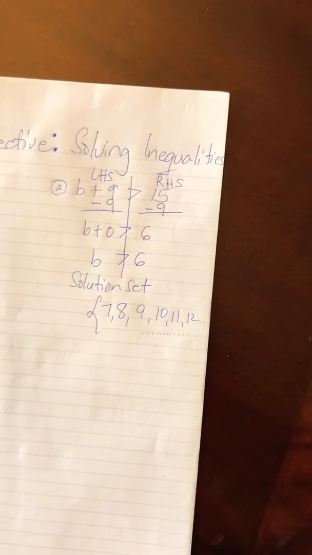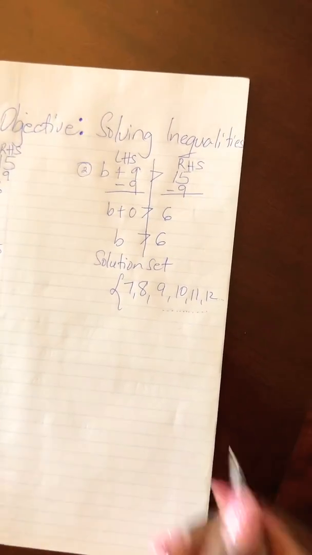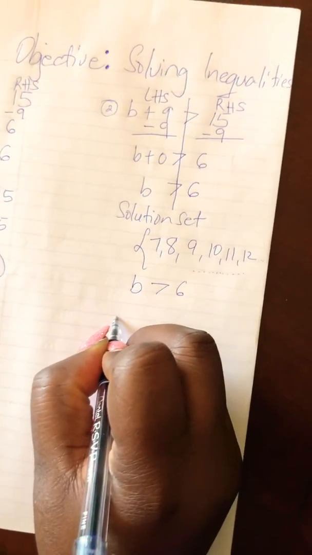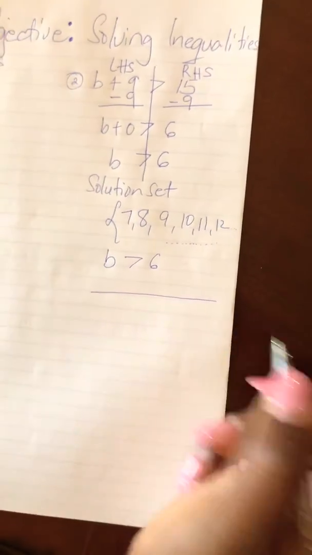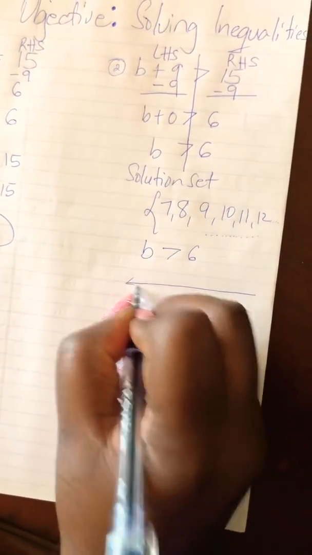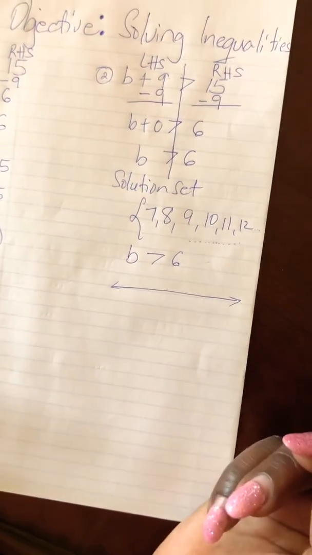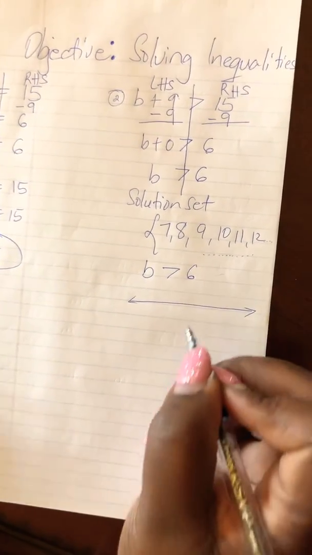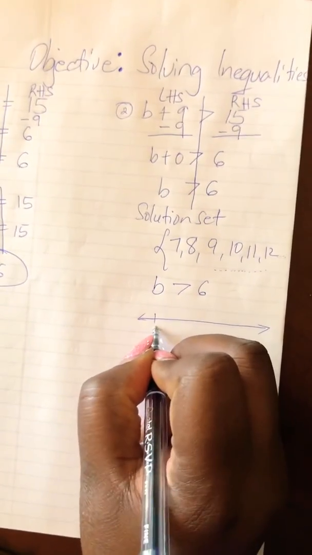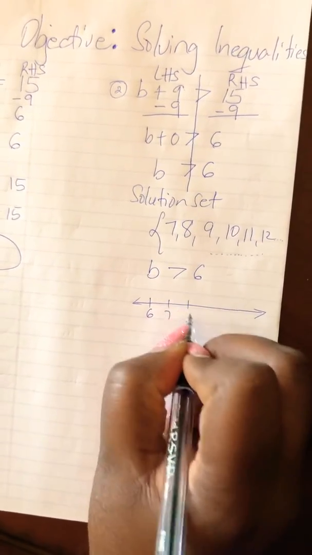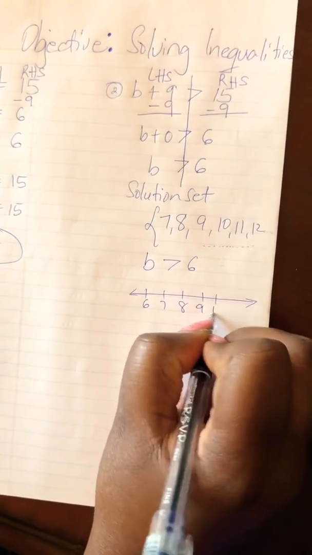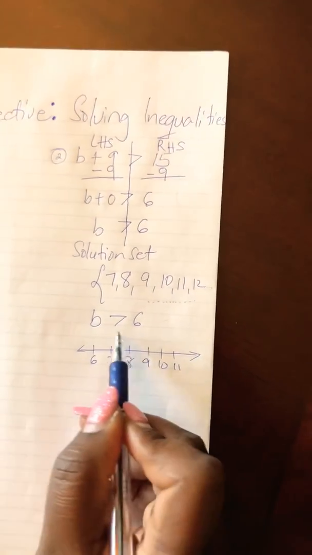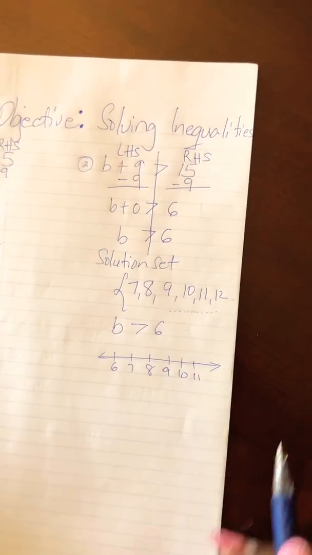But we can also draw this to represent that b is greater than 6. If we draw it, we're thinking about our number line, and we're thinking about all the numbers that are greater than 6. So we wouldn't really go on to the negative side. We're going to start with 6. We're going to then have 7, then have 8. And we continue. And this line shows that it continues. It never ends. But b is greater than 6. B is not equal to 6.